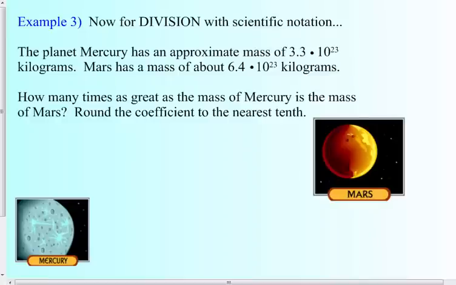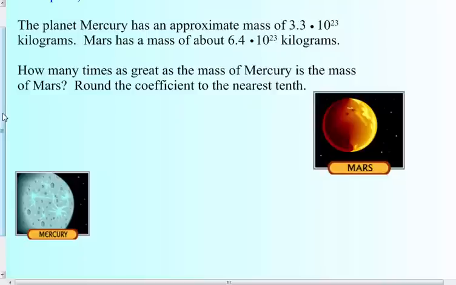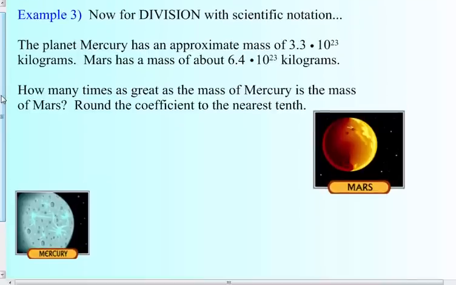Example 3, now for division. So that was multiplying. Now we're going to use the quotient of powers rule here, and we're going to divide. The planet Mercury has approximately the mass of 3 3/10 times 10 to the 23rd kilograms. Mars has a mass of about 6 4/10 times 10 to the 23rd kilograms. How many times as great as the mass of Mercury is the mass of Mars?